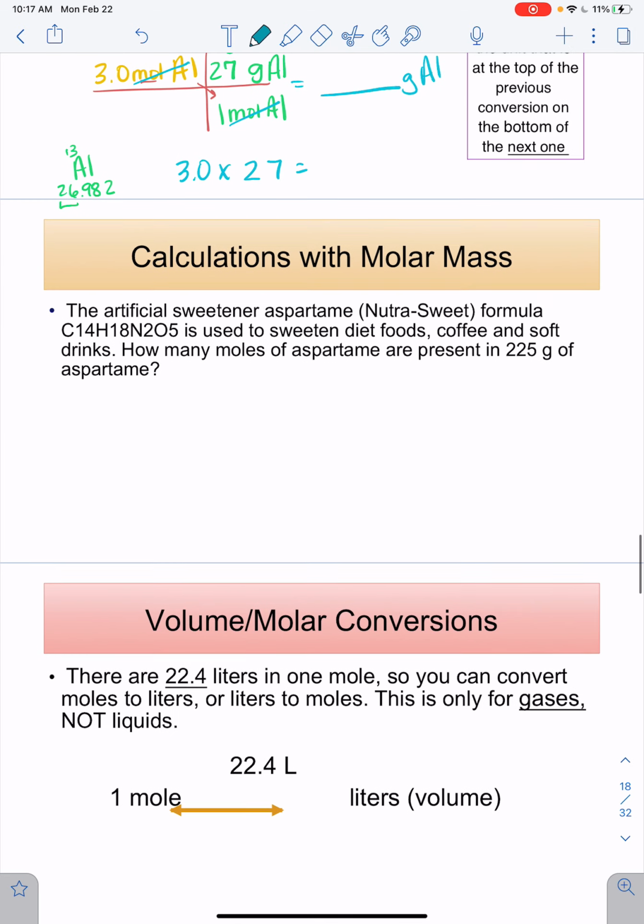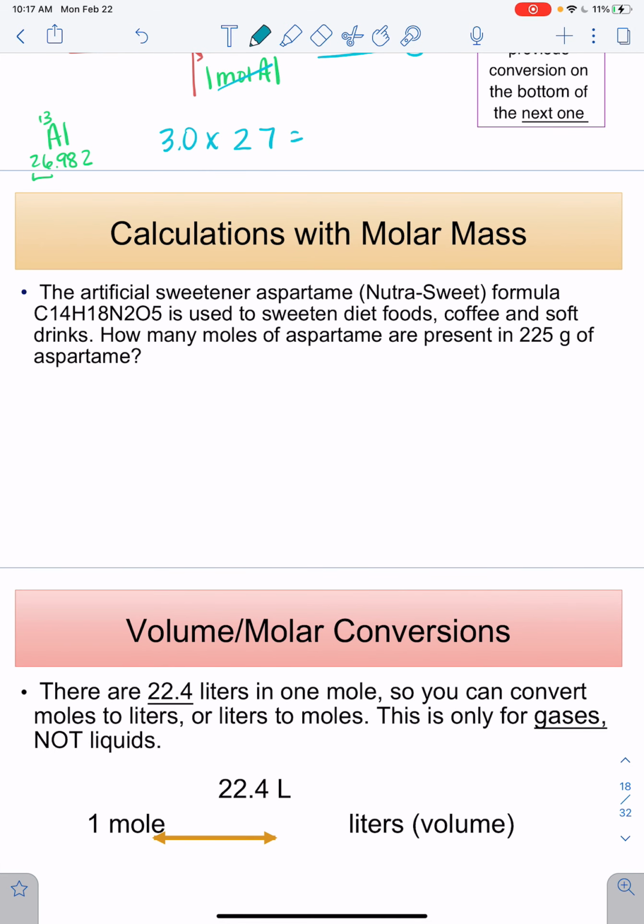Okay, let's look at the next one. Artificial sweetener, aspartame, NutraSweet, formula is C14H18N2O5. It's used to sweeten diet foods, coffee, and soft drinks. How many moles of aspartame are present in 225 grams?